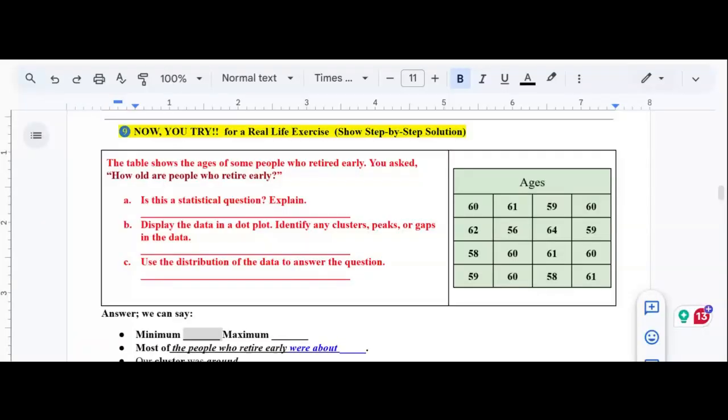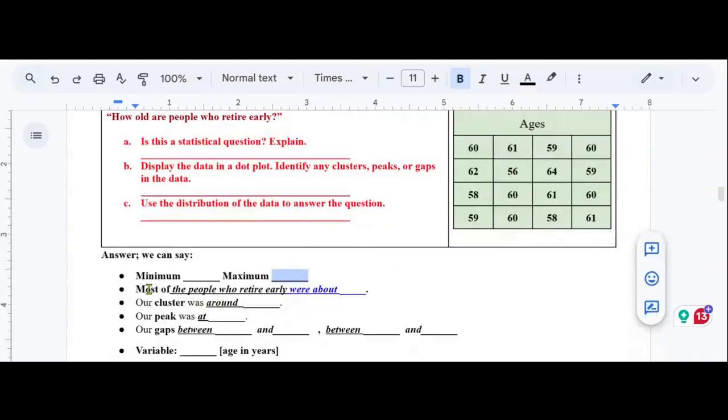Okay, so after you organize the data, you need to find the minimum and the maximum. Most of the people who retire early were about 61, 60. Our cluster was around 60. You get this data from where? From the dot plot. So you have to graph it. Our peak was at... how many 64 do we have? Only one. No, 60.